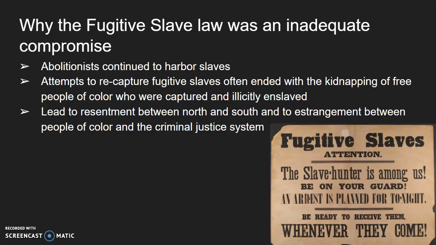So, next, why the Fugitive Slave Law was so inadequate. Well, one reason is abolitionists continue to harbor slaves anyway, since the conviction of the abolitionist is that this is a moral issue, an issue of a higher law, as many consider, an issue of divine justice. Remember, we're in the age of fundamentalism at this point. We're in the age just coming out of the Great Awakening.